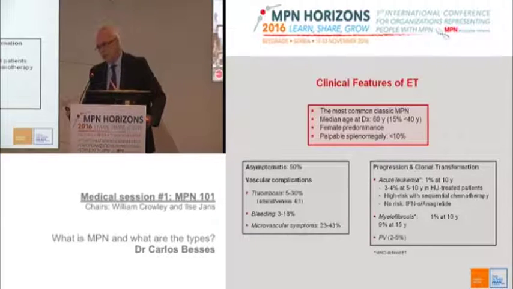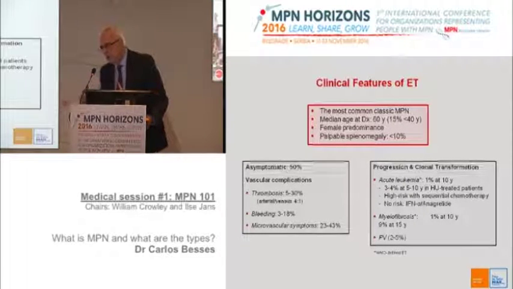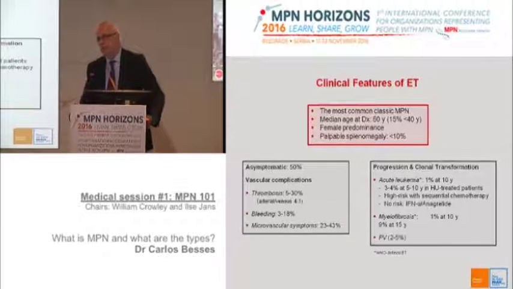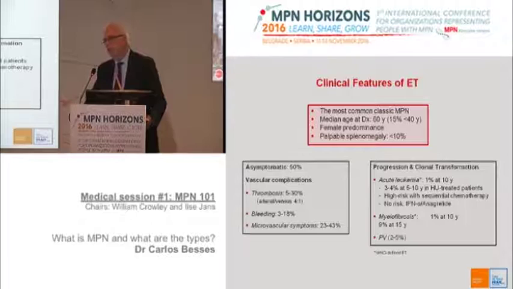Myelofibrosis is also a potential risk of the disease, but 1% at 10 years and 9% at 15 years. And a small proportion of ET patients may acquire during their clinical evolution a full phenotype of PV.